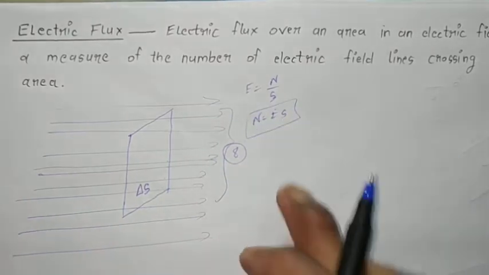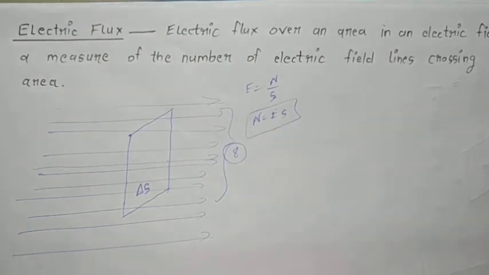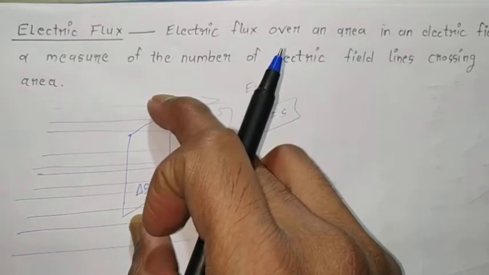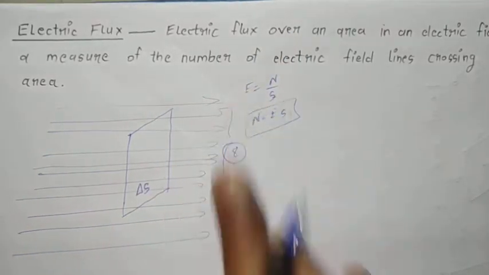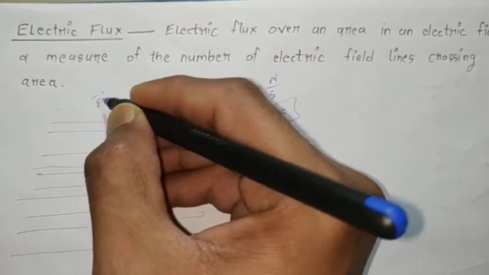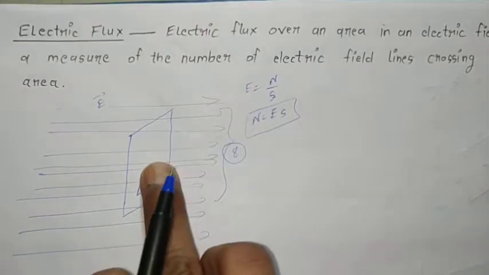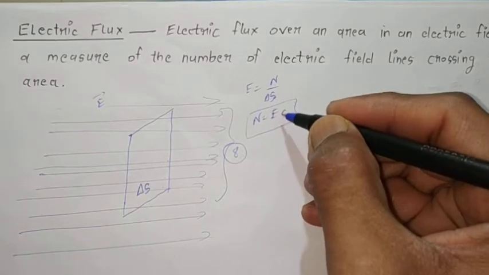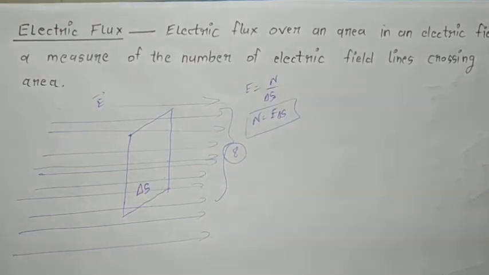How many field lines are passing? E into S field lines are passing, and because of that the electric field is E. Okay. If I say this was electric field E, the outside electric field, and this surface was delta S, then it is E delta S.